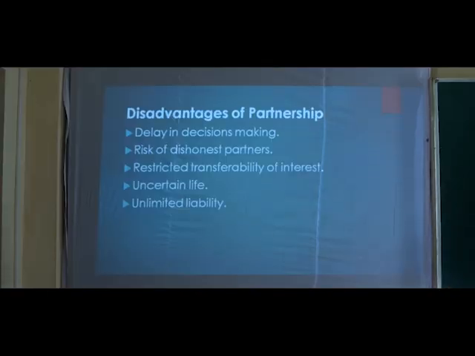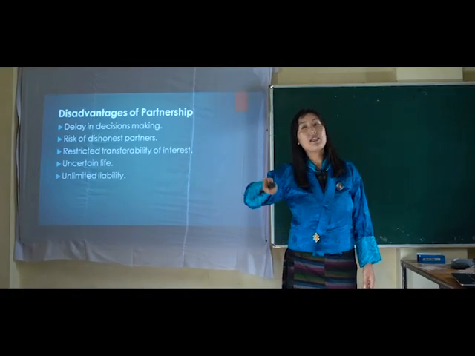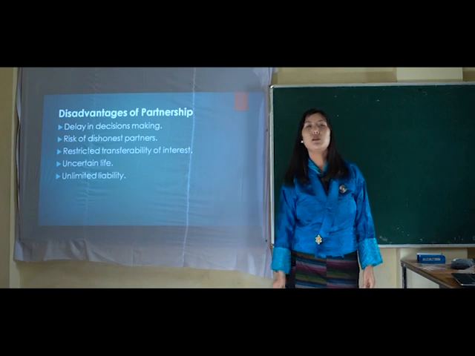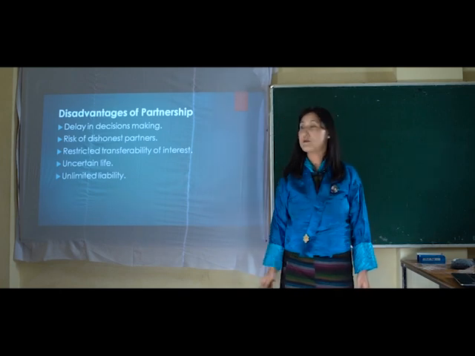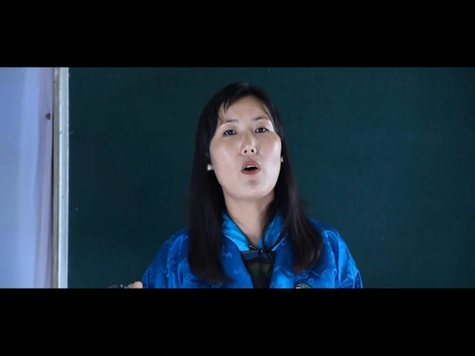And another one is uncertain life. Similarly, like a sole trader, the life of the business is connected with the life of the partners. If anything happens to the partners, that will hamper the business. Okay, last one we have is unlimited liability. It's the same thing like sole trader, as I already explained. Unlimited liability, meaning all the partners are liable for the debts and loans of the business. They are liable for all the debts and loans of the business, irrespective of their investment.